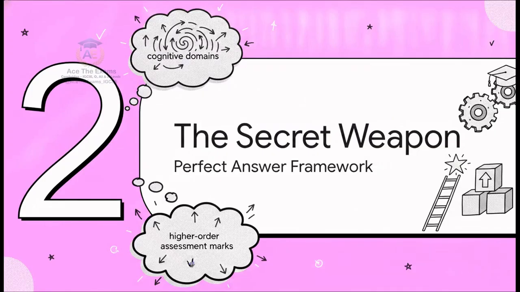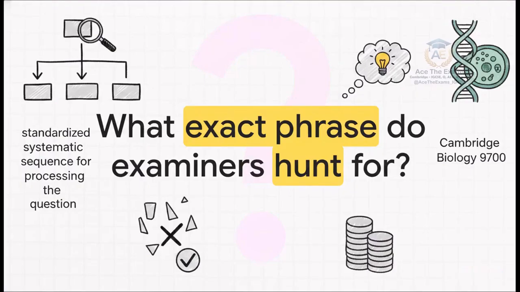All right, let's look at our next section. The secret weapon. The perfect answer framework. So we know the mistakes, but what is the exact phrase examiners hunt for? How do we systematically secure those higher order marks and build an answer that commands full points?